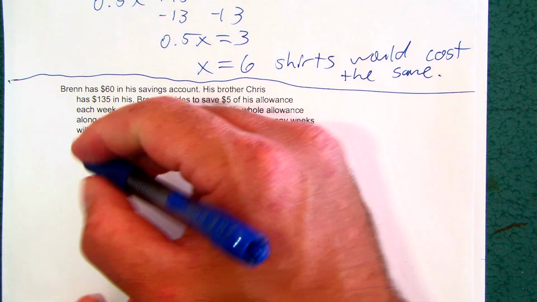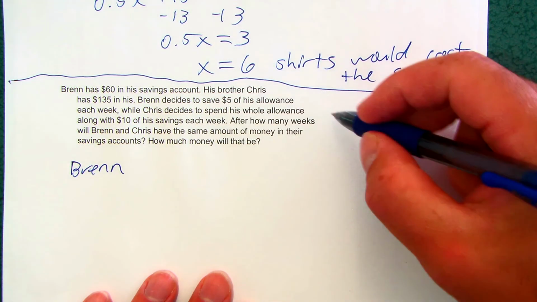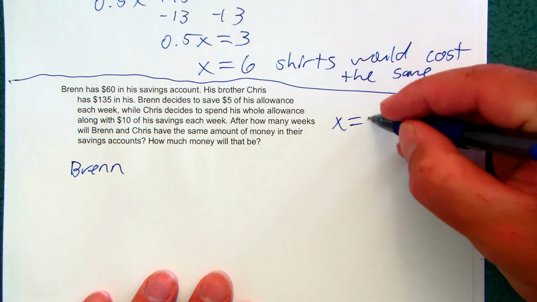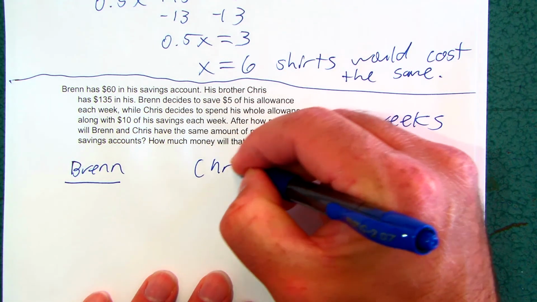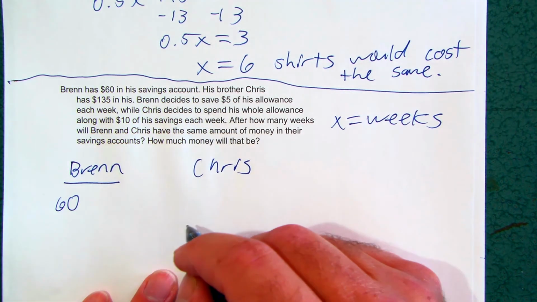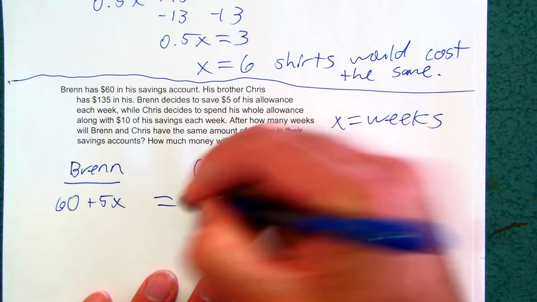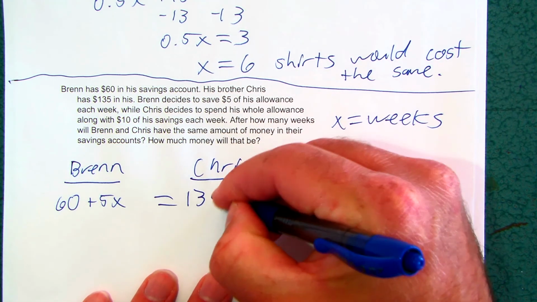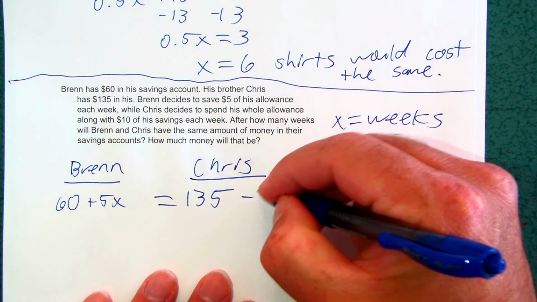So we're going to make one up for Brent. Our variable is going to be x, and that'll be weeks. And then we have Chris. So Brent has $60. He's going to save $5 a week. Chris has $135. He's going to spend $10 of that savings each week.